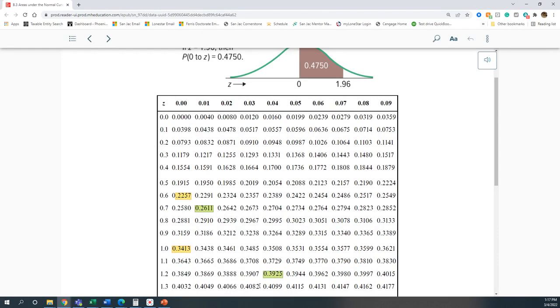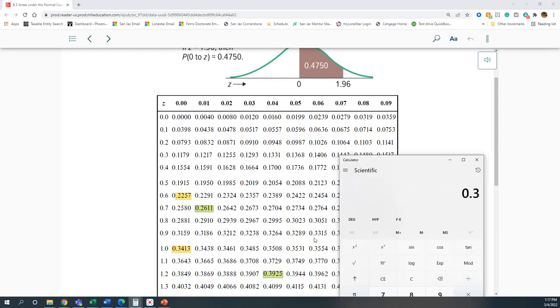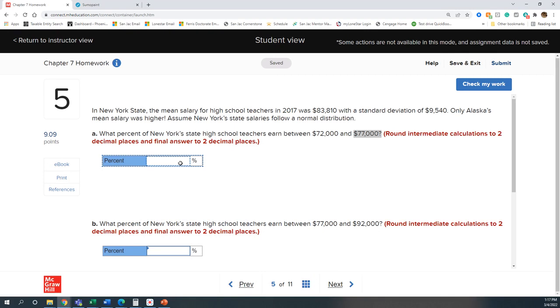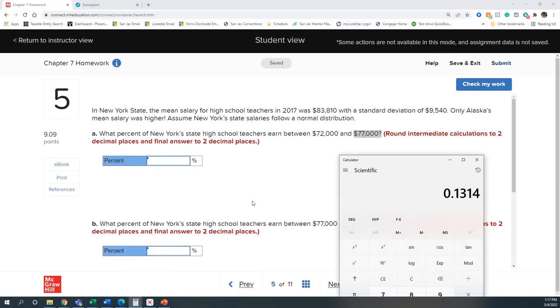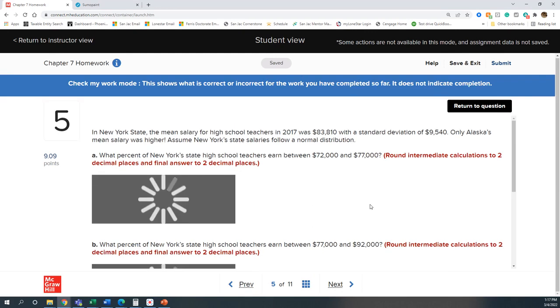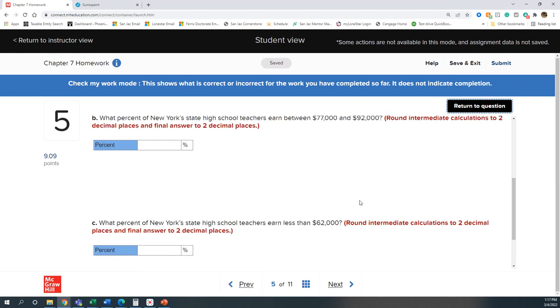Okay. So all we're going to do is subtract the two. Again, we can't have negatives, so the larger one minus the smaller one. So 0.3925 minus 0.2611. We should leave with 0.1314. Now, again, we have a decimal and we need to convert it to a percent. So really this is 13.14%. And there we go. That's one good one.